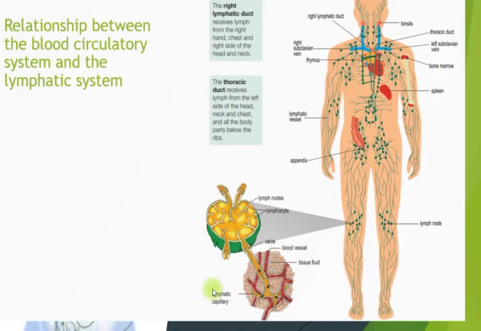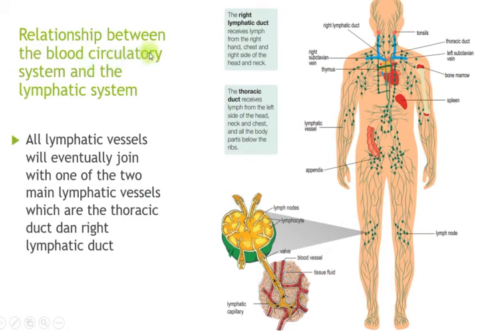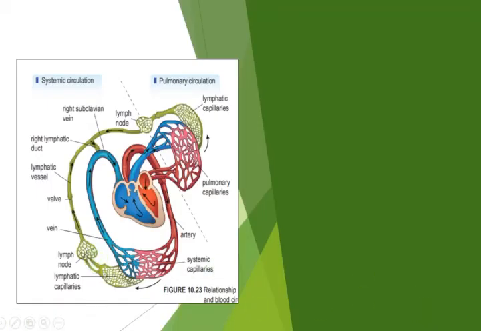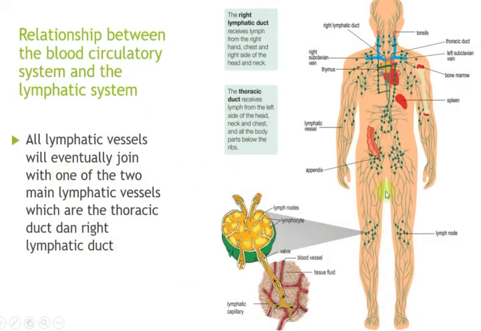Now we go to the relationship between the blood circulatory system and the lymphatic system. All the lymphatic vessels in the body will eventually join with one of the two main lymphatic vessels, which are the thoracic duct and the right lymphatic duct. If it is the left side, it will join the thoracic duct. If it is the right side, it will join the right lymphatic duct here.